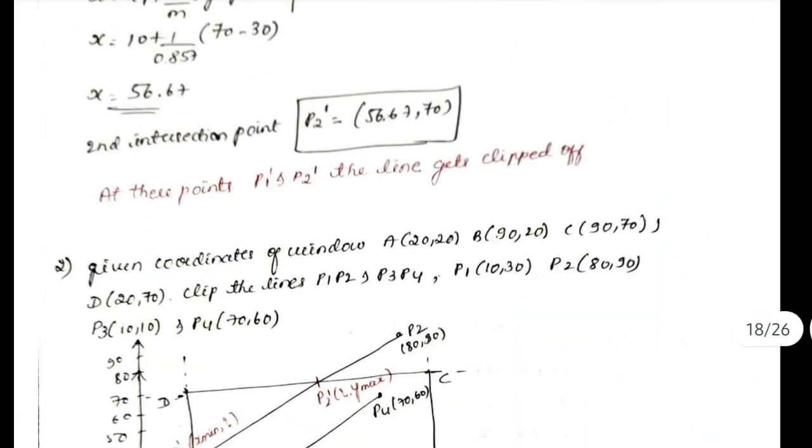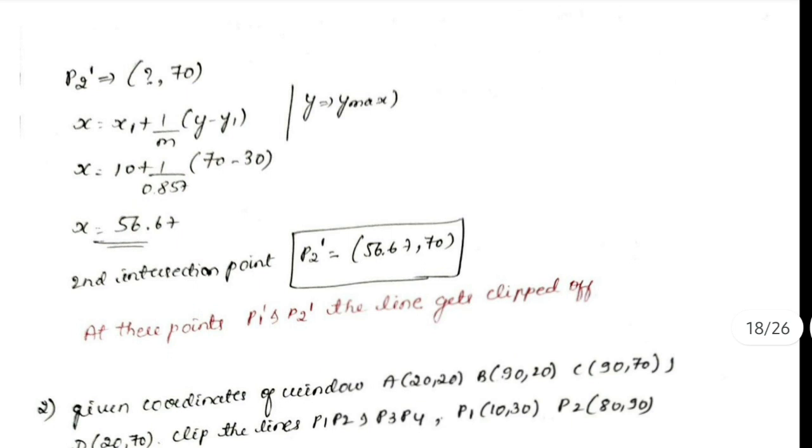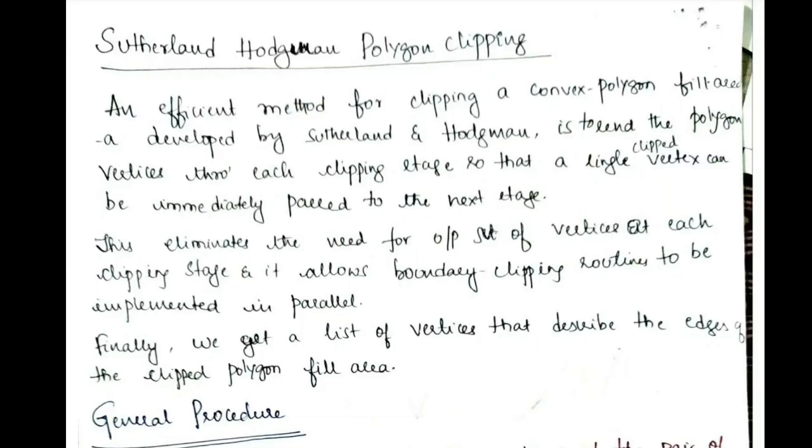So this is the final answer. You will find out the value of intersection points for P2. You substitute that value, the x value you had calculated, and for P1, the y value you had calculated, that value you will substitute here.